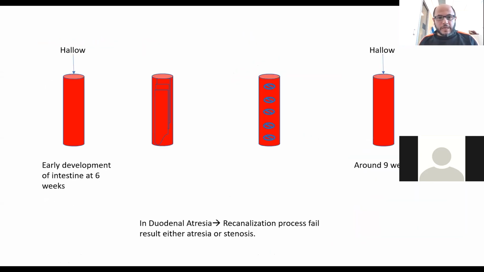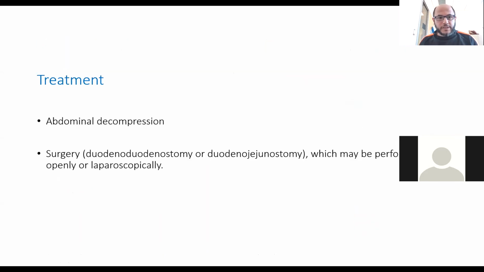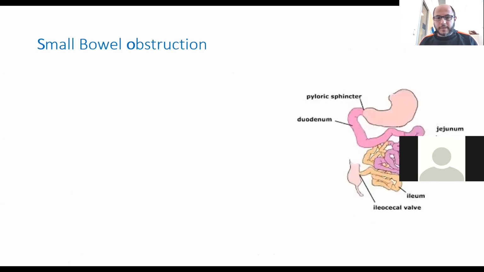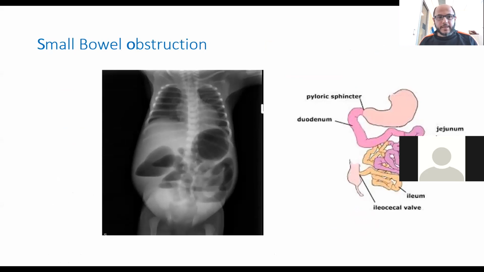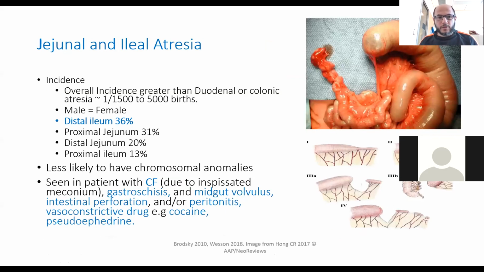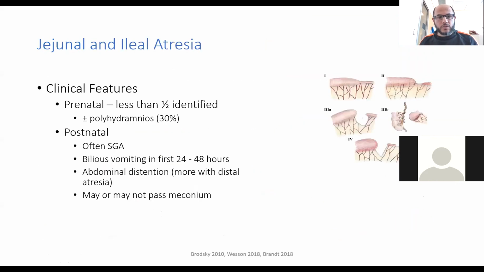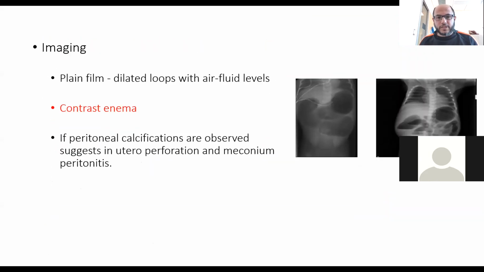We discussed duodenal atresia, its pathophysiology, different types, and treatment. We also covered small bowel obstruction. We discussed the triple bubble sign, which is jejunal atresia, and then we also discussed ileal atresia.